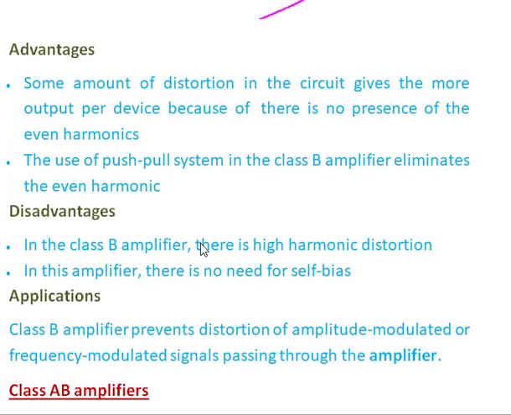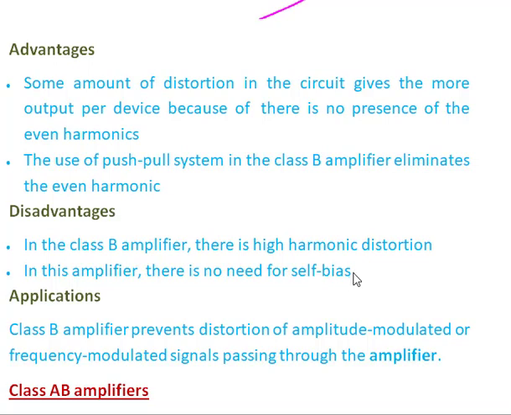What are the disadvantages? The class B amplifier also has some disadvantages. There is high harmonic distortion. Even though it eliminates some even harmonics, some odd harmonic distortions are present. In this amplifier, there is no need for self bias.